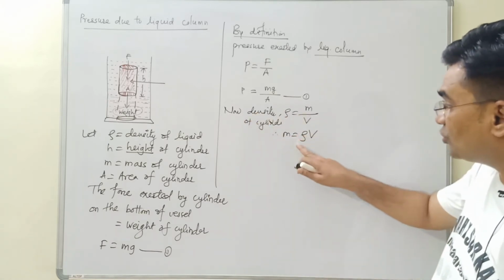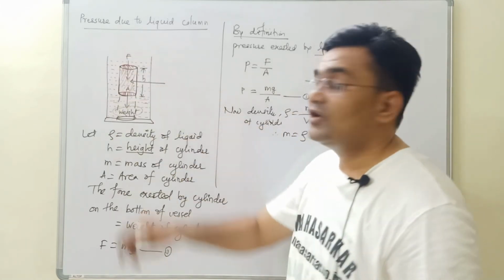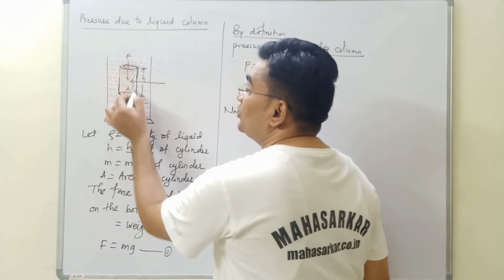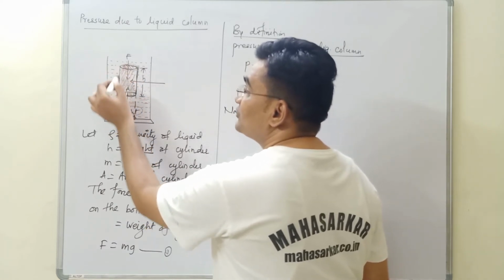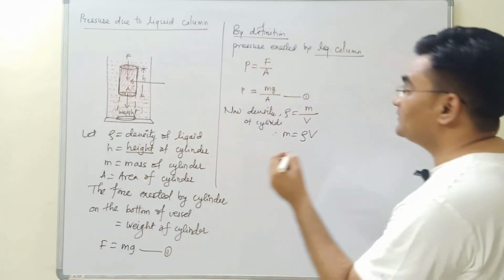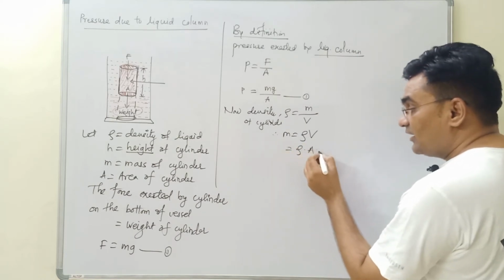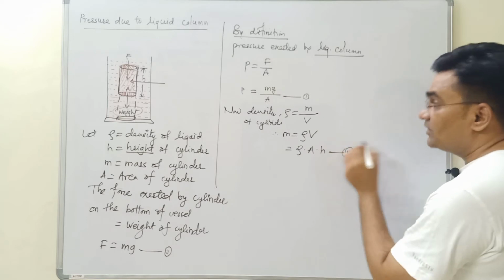Mass is equal to what? Rho into V. This is the cylinder. What is the volume of a cylinder? Pi r square into h. Volume of cylinder will be pi r square into h. But pi r square is nothing but area. So it is rho into area into height. So this is equation number 2.